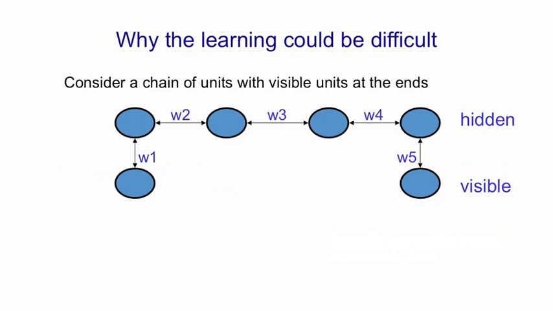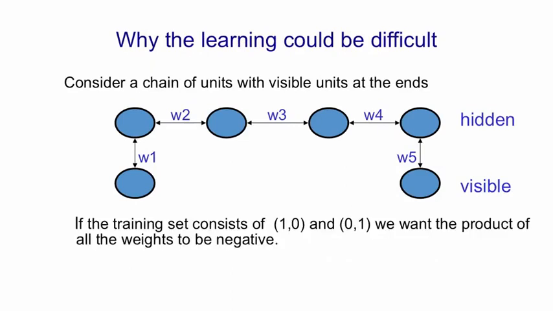Now there are many reasons why the learning could be difficult. This is probably the most important reason. If you consider a chain of hidden units, with visible units attached to the two ends, and we use a training set that consists of 1,0 and 0,1, in other words, we want the two visible units to be in opposite states, then the way to achieve that is by making sure that the product of all those weights is negative.